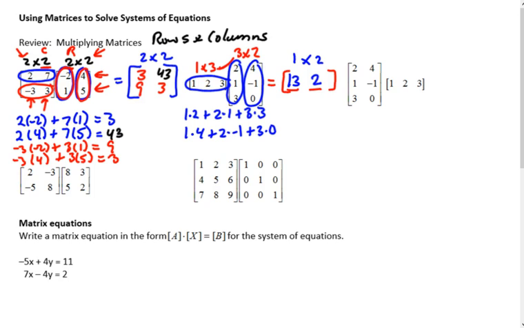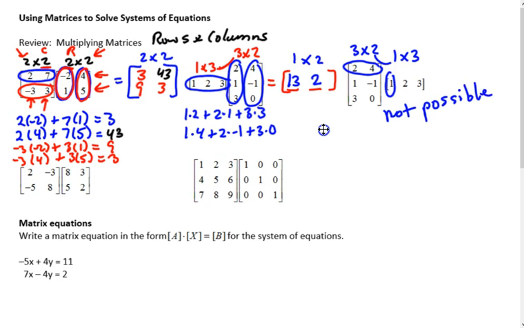Next one. This is a 3 by 2, and this is a 1 by 3. Because the inner dimensions don't match, I can't multiply. You don't multiply columns times rows, you multiply rows times columns. This row times this column, the number of elements don't match, so this cannot be multiplied. So this is not possible.